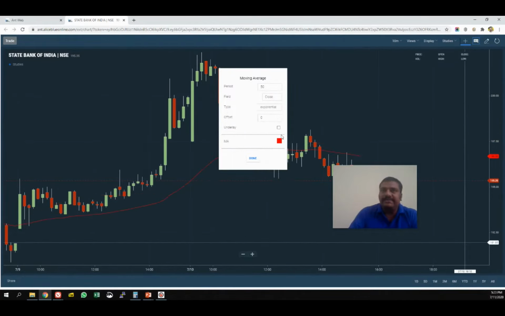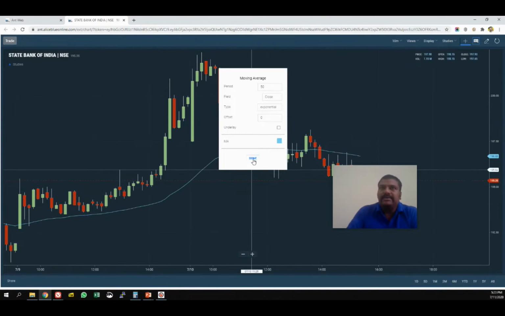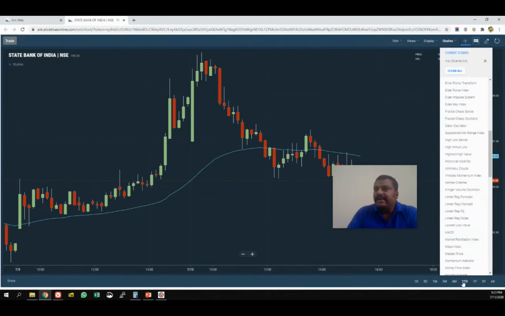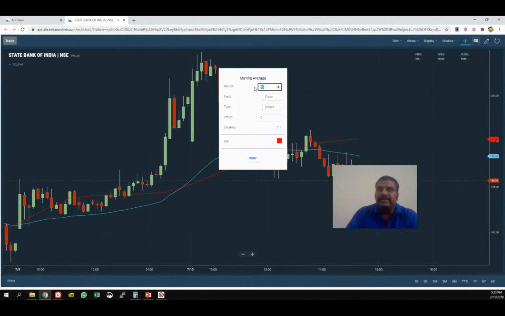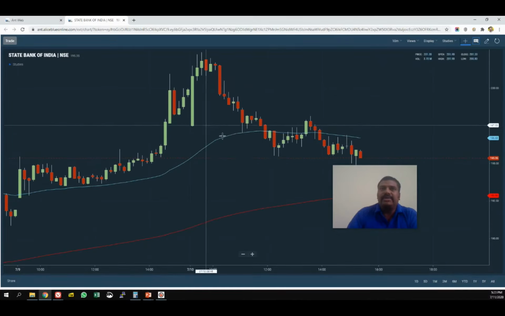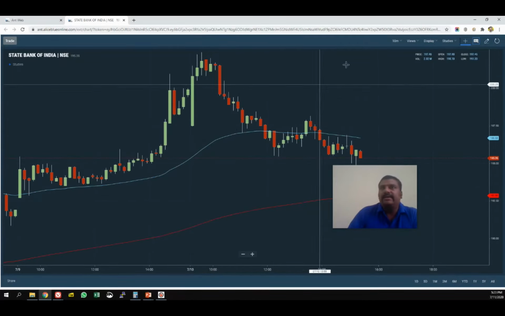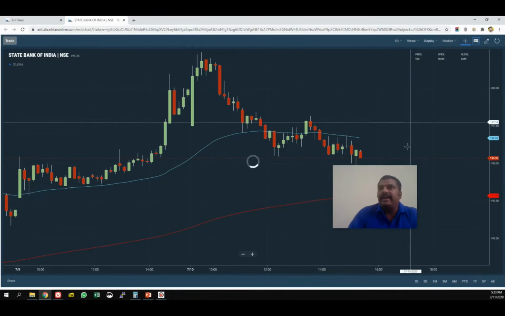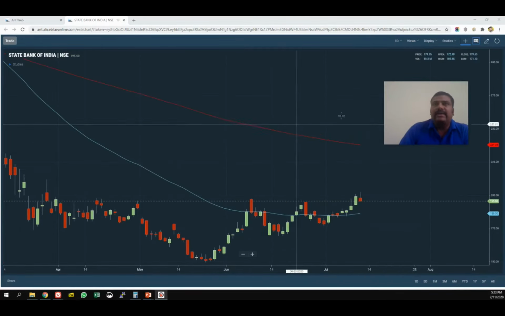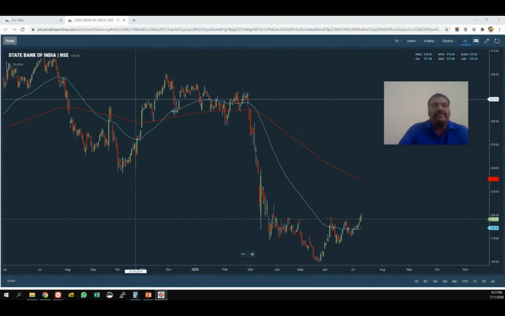I'm going for exponential 50, which is going to be blue. And I'm going to add moving average 200, which is going to be red. Okay, both of them are exponential. This is exponential 50 and this is exponential 200. Now let me change it to one day. So now, for example, I'm showing this State Bank of India for this case also.